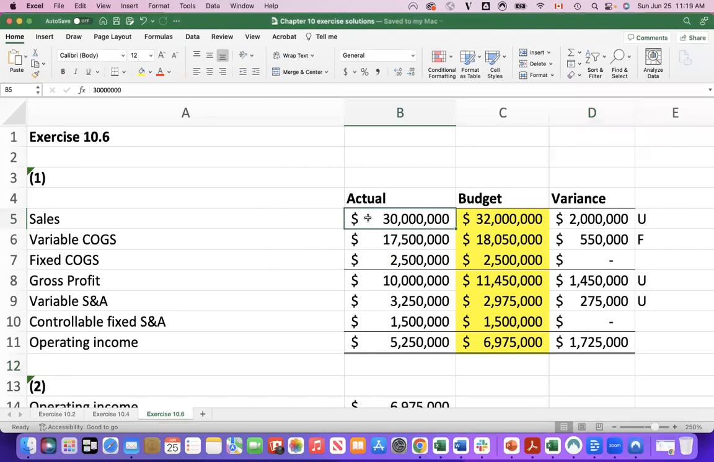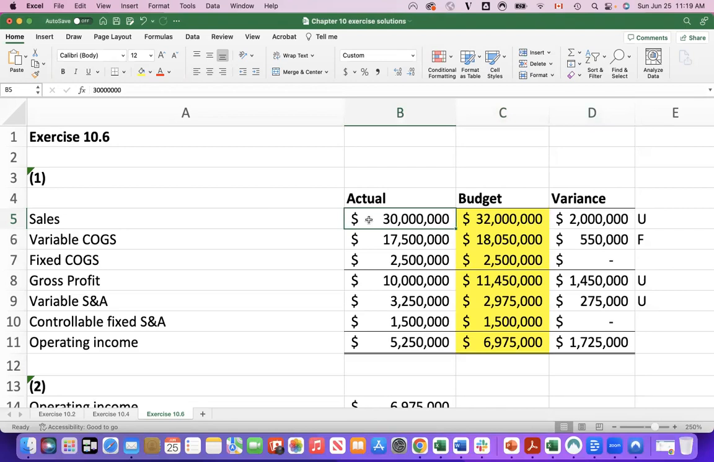So they told us the actual results for sales were 30 million. So that's how much they actually incurred. And there was a $2 million unfavorable variance. Remember, with sales, with revenue, for an unfavorable variance to occur, actual has to be less than budgeted. So that means to get our budgeted amount, we're going to add that variance to the actual number. That means we must have budgeted 32 million for sales if there's a $2 million unfavorable variance to arrive at our actual of 30 million.